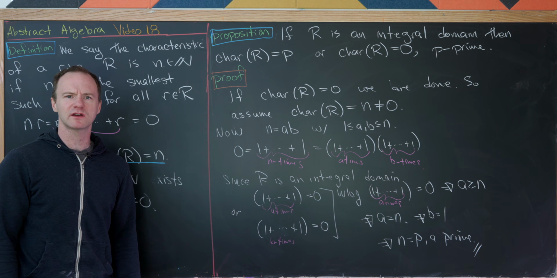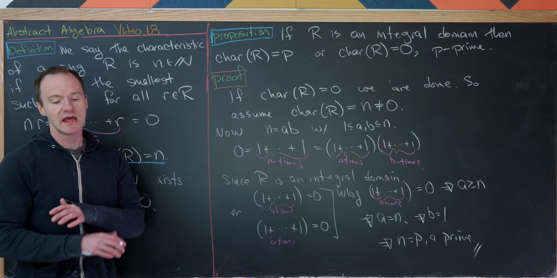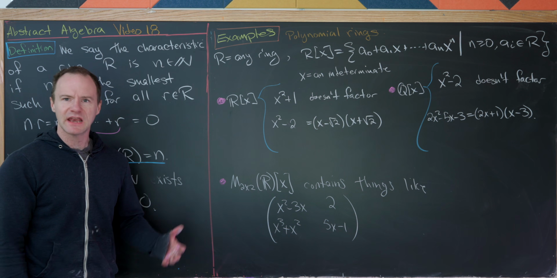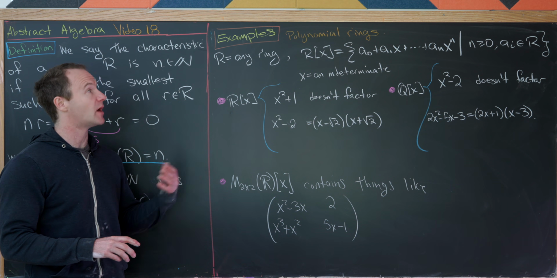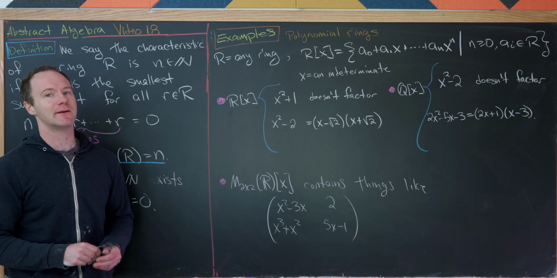Okay, so now I want to look at a really important class of examples of rings in general, and then we'll tie that back into integral domains afterwards. Now I'd like to look at a very important class of examples of rings, and those are called polynomial rings. They're so important that we'll study them in depth a bit later.